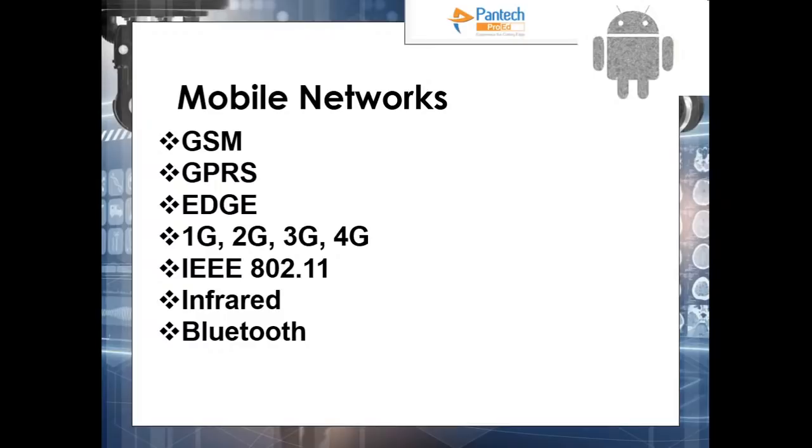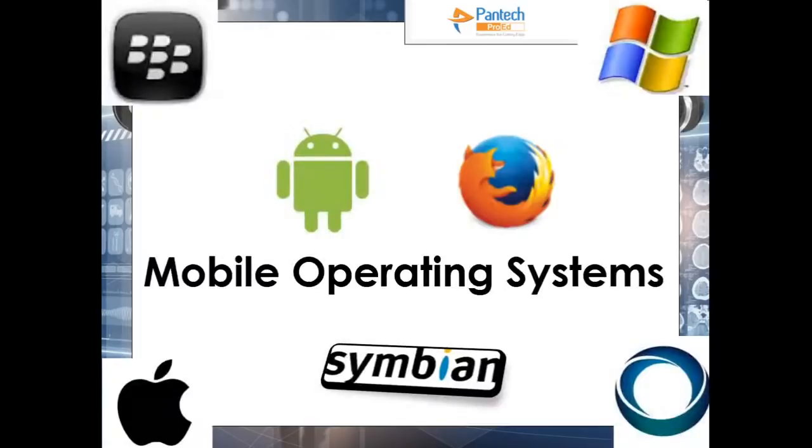Up to around 2018-19, they called it IEEE 802.11 as Wi-Fi, but now they changed the name to Wi-Fi 4 or Wi-Fi 5, like that, because not everyone knows what IEEE 802.11 means. Then infrared: if you have a Redmi mobile phone, infrared will be the default, used to control a remote. And Bluetooth. So these are the mobile networks.